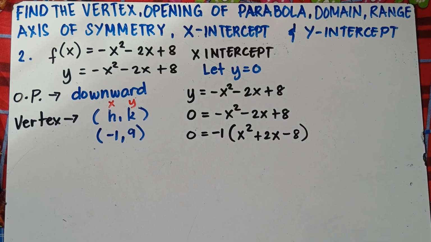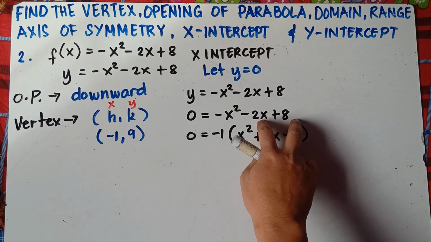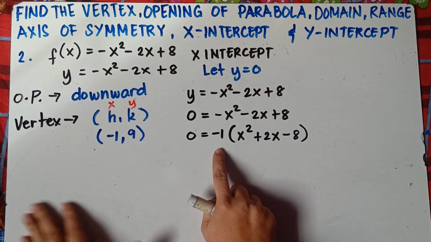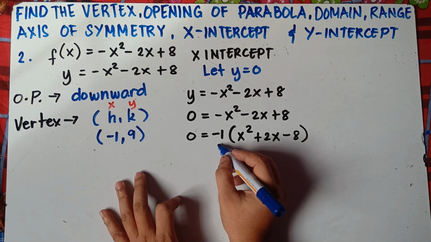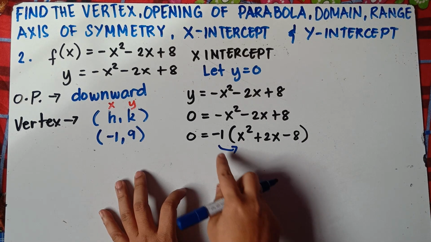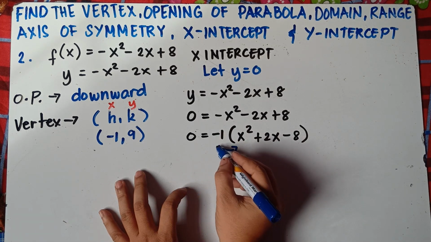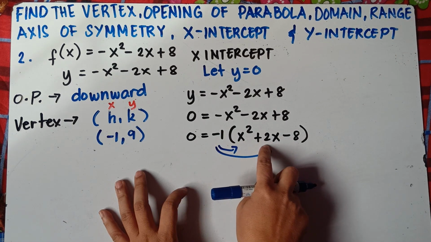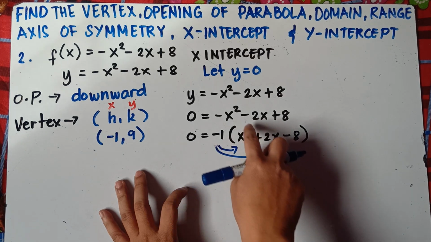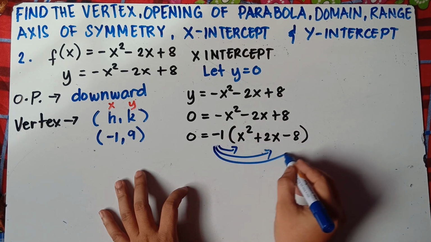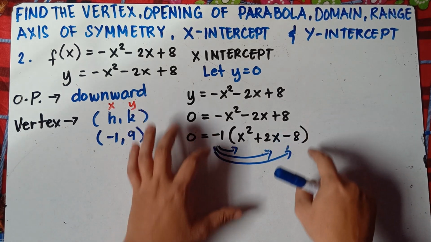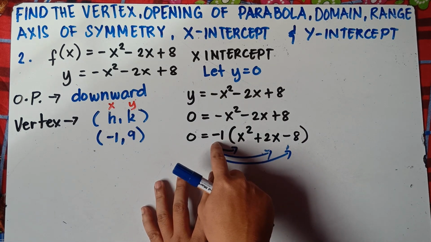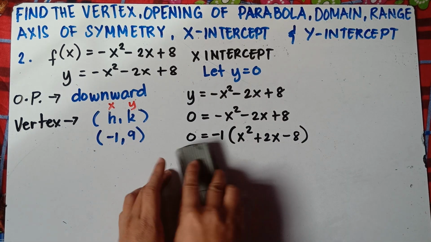Once again, class, factor this out by negative 1. You will be asking the question, why is that, sir? Because it's hard for us to factor this equation if you have a negative x squared. You can check if you factored it out correctly by the distributive property. Negative 1 times x squared is negative x squared. Negative 1 times positive 2x is negative 2x, negative times positive is negative. Negative 1 times negative 8, negative times negative, is positive 8. So this is just the same, class. We just factored it out by negative 1.